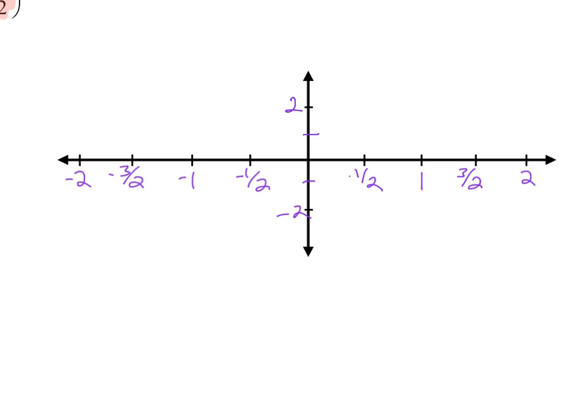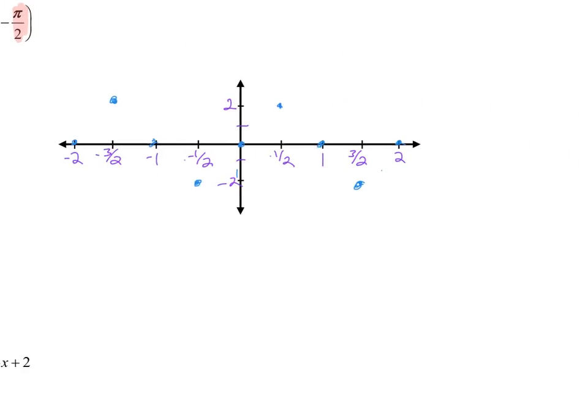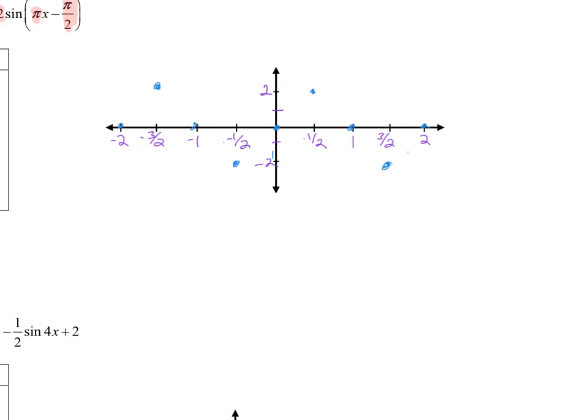Plot my points. This is a sine function, means starts in the middle at 0, 0, up to amplitude, 0, down to negative amplitude, and 0. Going the other way, I go to negative amplitude, 0, amplitude, 0. Now I have to apply my horizontal shift. My horizontal shift was positive 1/2. So I am going to shift in the positive direction 1/2. Notice 1/2 is a tick mark. So that means this guy is going to come over here, and this guy is here.